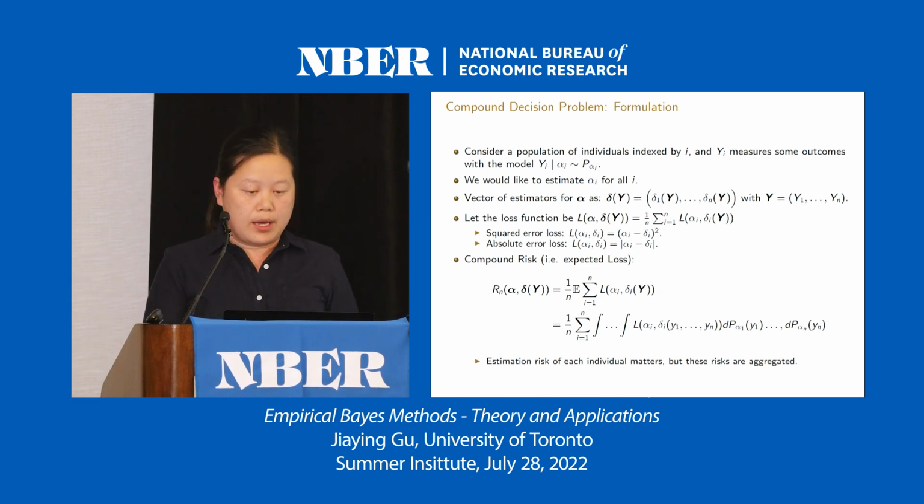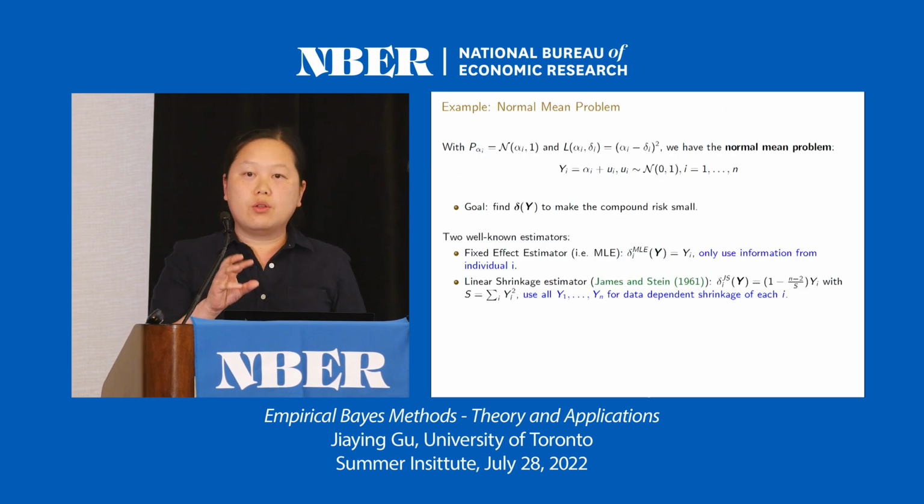What is risk? Okay, risk is nothing but expected loss. So in our context, a priori, the individual estimator for alpha_i could potentially depend on the entire vector of y. Therefore, when we write out the expectation, it's with respect to this product measure of all these n DGPs. Now, the key of the compound decision problem is that the estimation risk of each individual matters. However, they are being aggregated. That's going to matter a lot for the estimators that I'm going to introduce going forward.